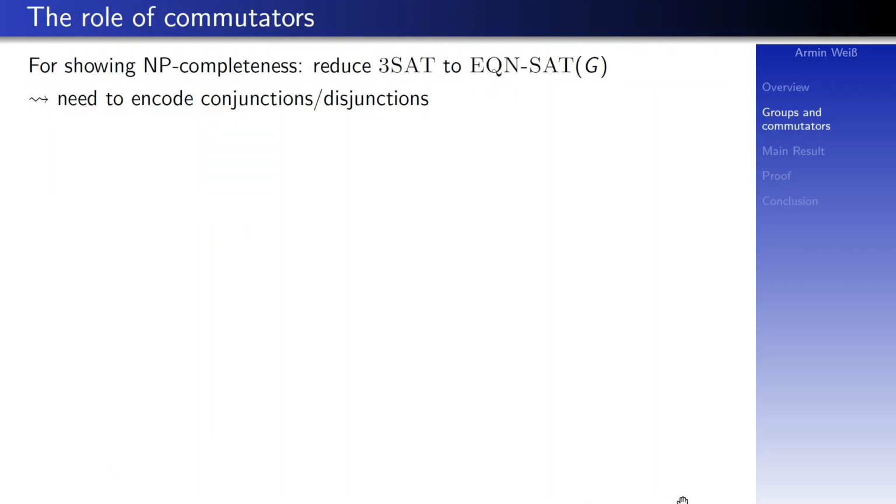Usually for showing NP-hardness, we reduce some NP-complete problem to a problem, like 3-SAT to equation satisfiability. And for doing so, we need to encode the conjunction and disjunction into the group. Usually it turns out to be useful to encode the false by the identity in the group and true by something non-identity in the group.